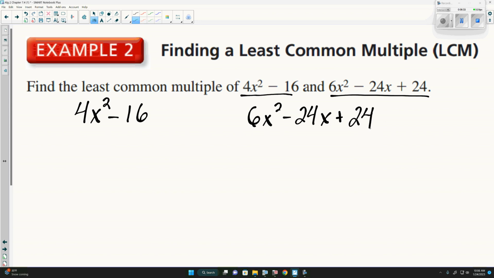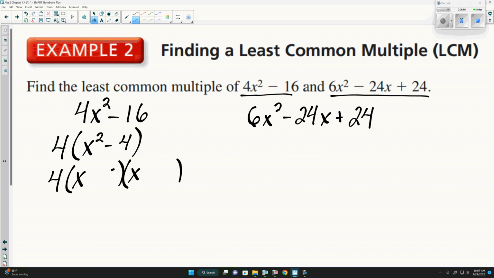Exactly. So if we look at 4x squared minus 16, both of them have a greatest common factor of 4. And we can factor it out. And if we factor the 4 out, we're left with 4 times x squared minus 4. How will x squared minus 4 factor? x and x, 2 and 2, and then plus and minus, because x squared minus 4 is a difference of perfect squares, so we have x plus 2 and x minus 2. And that's as factored as it gets. That's fully factored, yes?